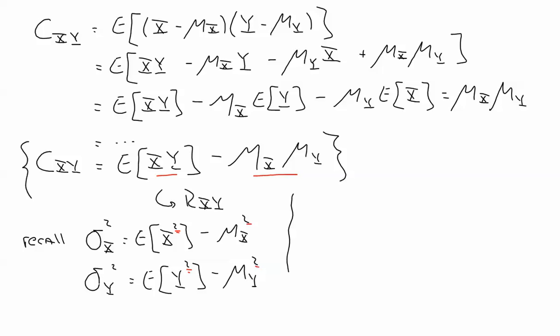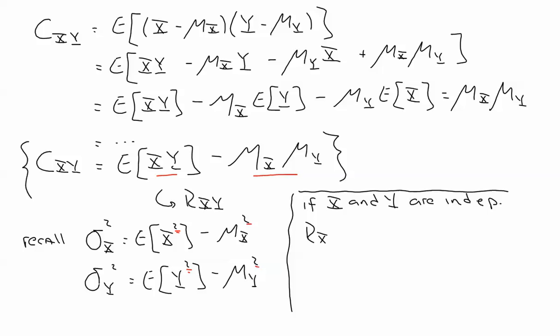Last thing. If x and y are statistically independent, we saw a couple of slides back that the correlation is just the product of means, and therefore the covariance is 0. We'll need that a little bit later.